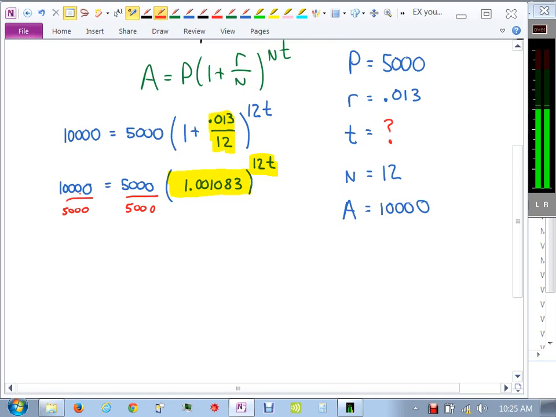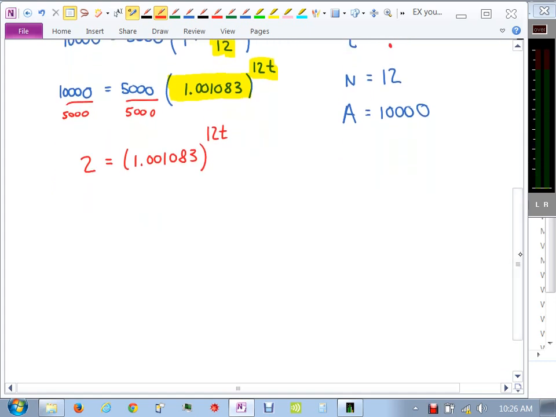10,000 divided by 5,000 is what? 2. Then 1.001083 to the 12t. Now can we come in with the natural log on both sides? Now, do you see why we would not want to use that old technique? Remember the old technique? You would look at the base and say, okay, that's the log I'm going to come in with. Like if that was a 5 to the 12t, you would come with log base 5. Now our base is something crazy. So it's better just to use the natural log on both sides. So that's what I'm going to do.